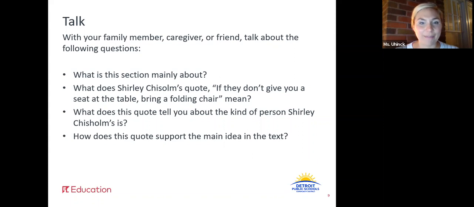All right, good. So now I want you to think about, what does Shirley Chisholm's quote, "If they don't give you a seat at the table, bring a folding chair," mean? Now remember, a folding chair is a chair that's not permanently there. It's not always there. A folding chair is one that can be folded up and carried around. I want to tell you that because it might help you when you're thinking about what this phrase means. All right, pause this video, talk about it now.